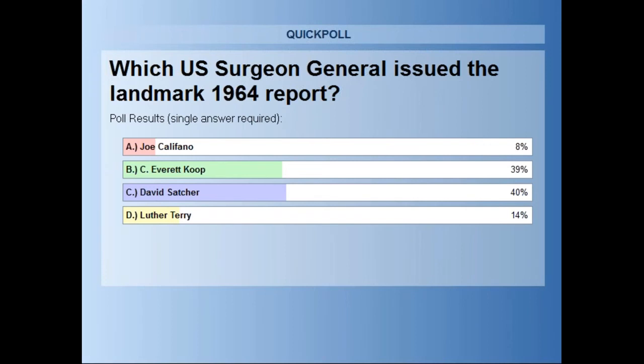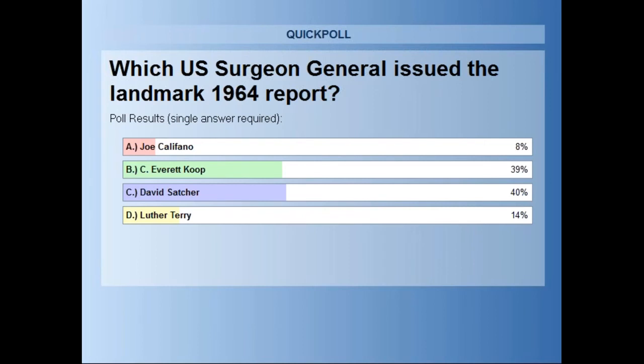Joe Califano, C. Everett Koop, and David Satcher all were Surgeon General, so they're all real people. But just time-wise, they all were post-1964. Joe Califano worked for President Carter. C. Everett Koop worked for the Reagan administration, and Clinton, I think, appointed the third. So even just time-wise, Surgeon General Terry is the only option.